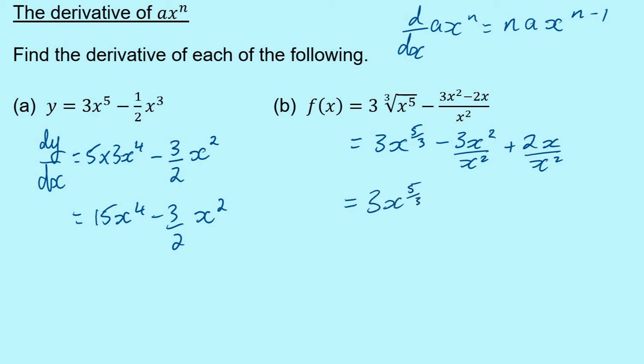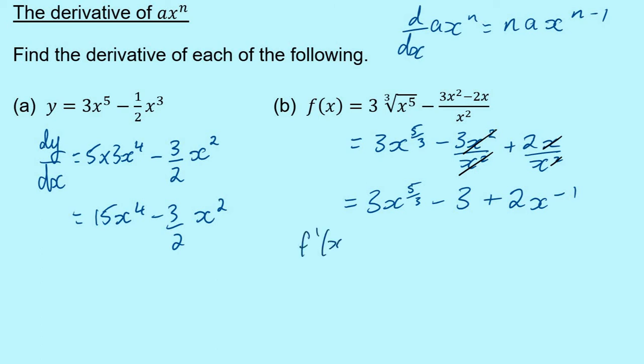Nothing with the first term. This second term becomes 3, and this term becomes 2 over x. And 2 over x needs to be written with a positive power. And 2 over x needs to be written in the form ax to the power of n if we are to differentiate.